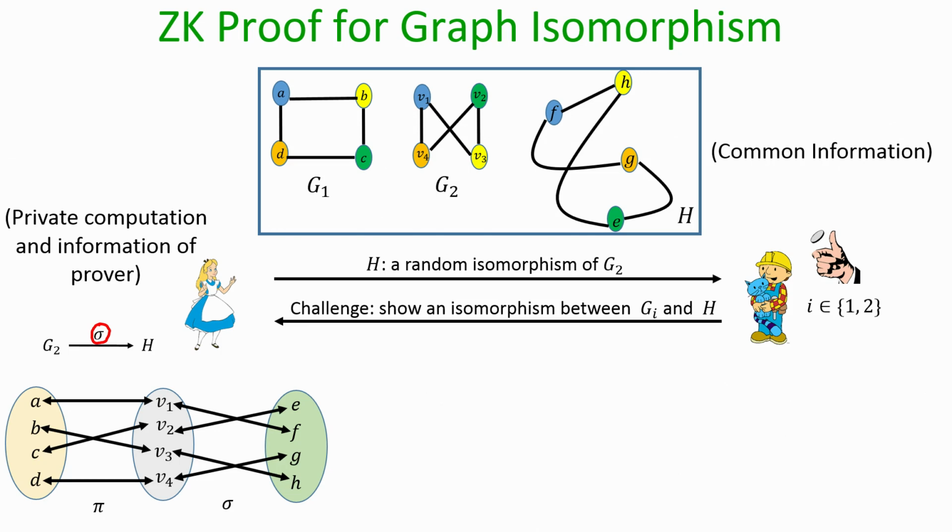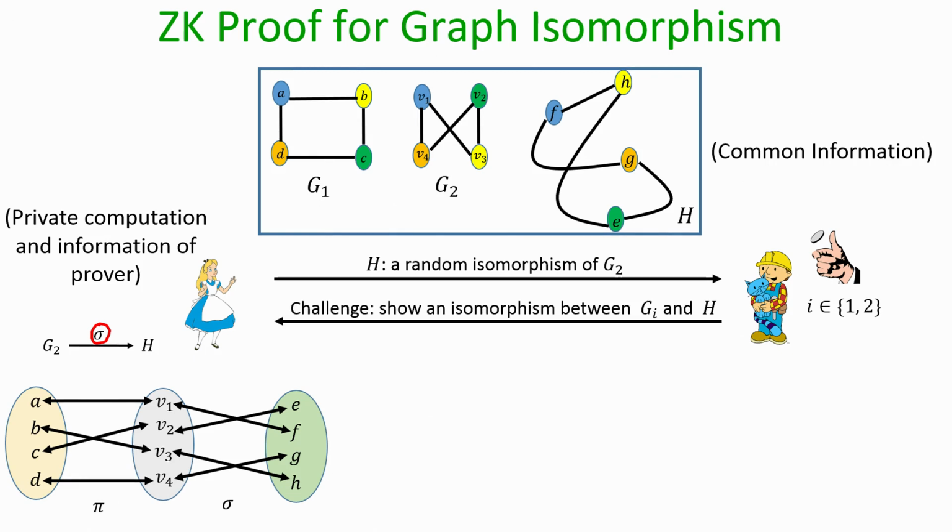I stress here that when Alice was committing the graph H, she does not know in advance whether she will be challenged to show an isomorphism between G1 and H or between G2 and H. From her viewpoint, with probability 1/2 she could be challenged to show an isomorphism between G1 and H, and with probability 1/2 she could be challenged to show an isomorphism between G2 and H.